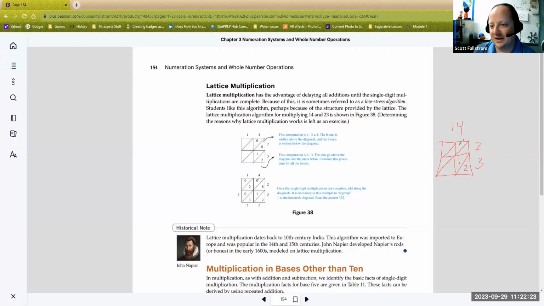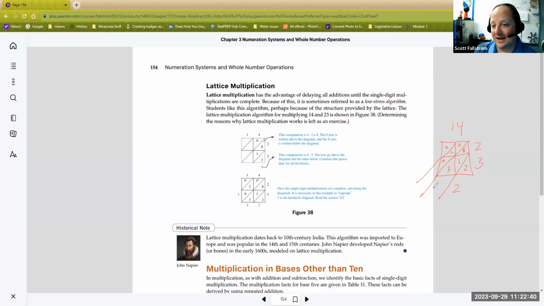4 times 2 would be 8. So I write a 0 and an 8. 3 times 1 would be 0 and a 3. And 2 times 1 would be 0 and a 2. And then just extend your lines out and add down the diagonals. So 2 goes here. 8 plus 1 plus 3. Well, that's 9 plus 3.